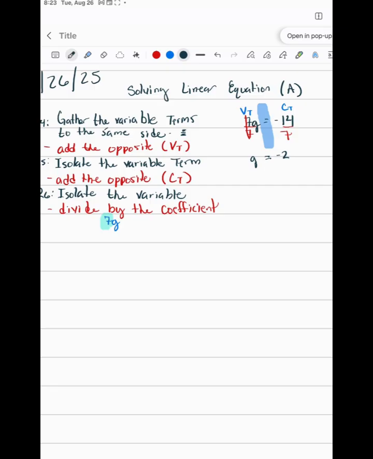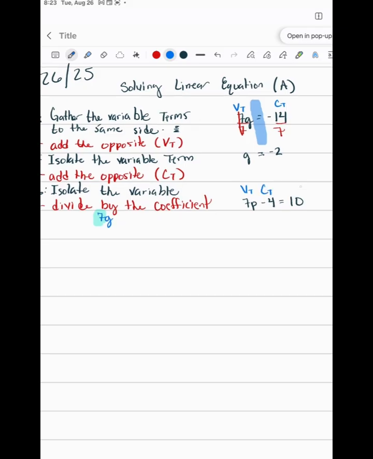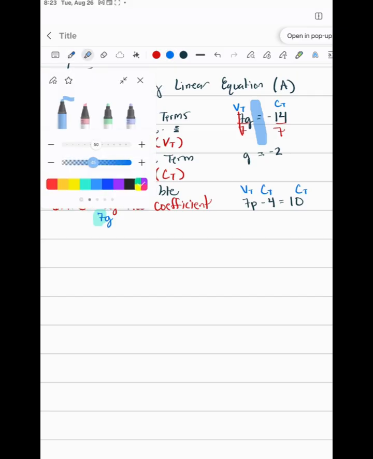Let's try this one. 7p minus 4 equals 10. All right. I want you to label what we have in the problem. So in this problem, I want you to give me 7p, that's a variable term. Negative 4, that's a constant term. 10, that's also a constant term. All right. Now we've labeled the parts and we're going to split the problem where the equal sign is.